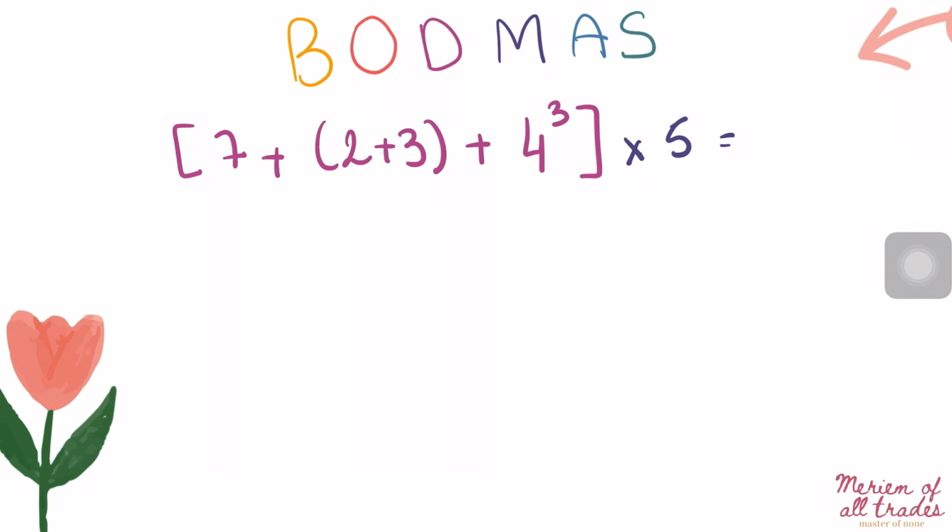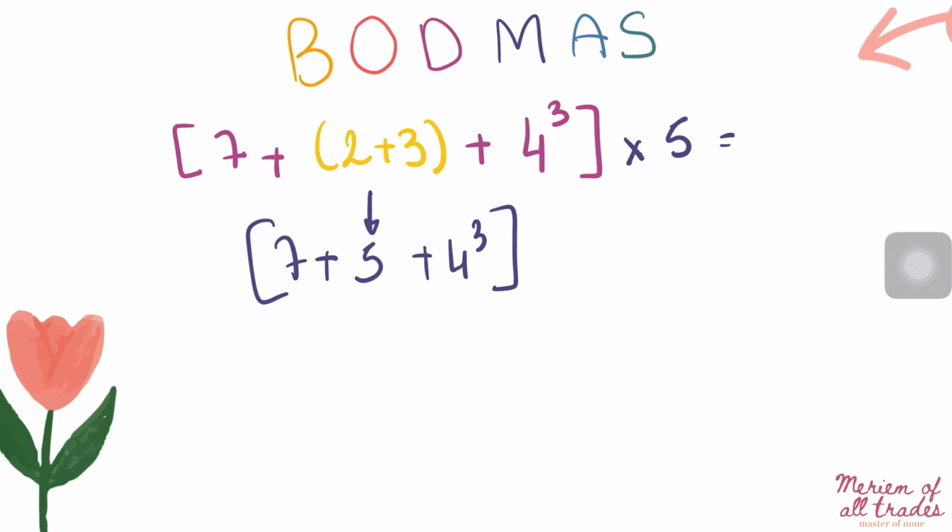So we're going to start again and do our rule. What do we start with first? We have brackets and then we have the power, or the exponent. What do we start with first? We have the brackets. So we start with 2 plus 3, which gives us 5. And then we have 7 plus 5 plus 4 to the power of 3. And then times 5 again.